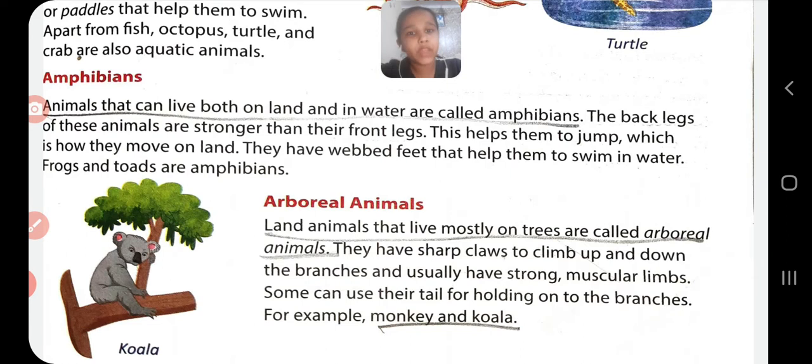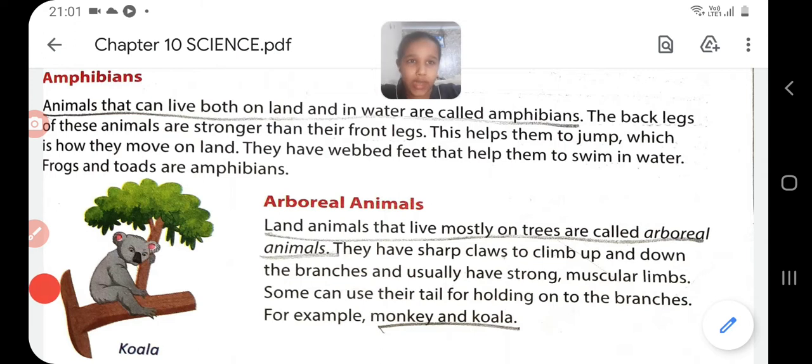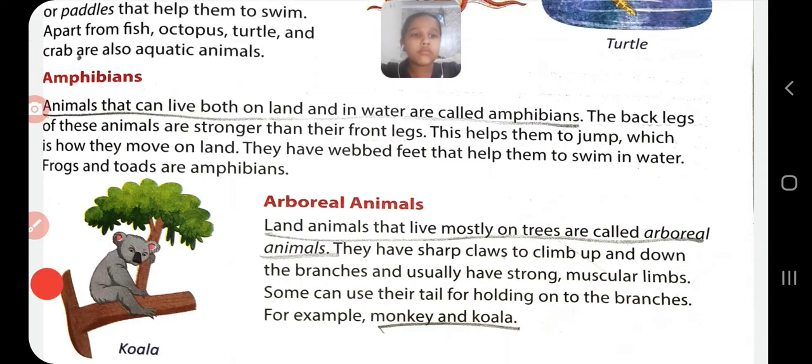Now amphibians. Animals that can live on both land and in water are called amphibians. They can live both on land and in water. The back legs of these animals are stronger than their front legs. Jo unke peeche wale legs hote hain woh strong hote hain front legs se. This helps them to jump, which is how they move on land. They have webbed feet that help them to swim in water.